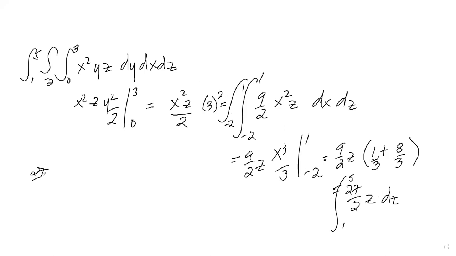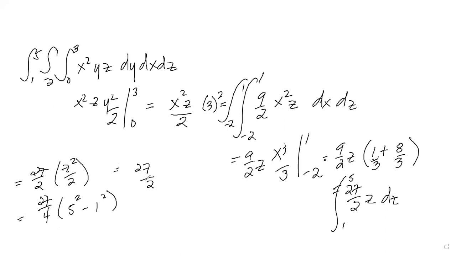So you have a 27 over 2, and your z would be z squared over 2, right? When you use power rule here, this would be 27 over 4, and you have a 5 for the z, which is to be squared, minus a 1, which is to be squared. So this is 27 over 4 times 24, right? 25 minus 1.